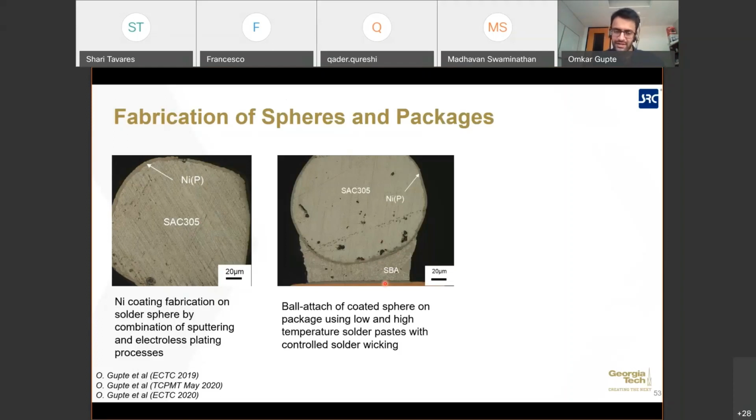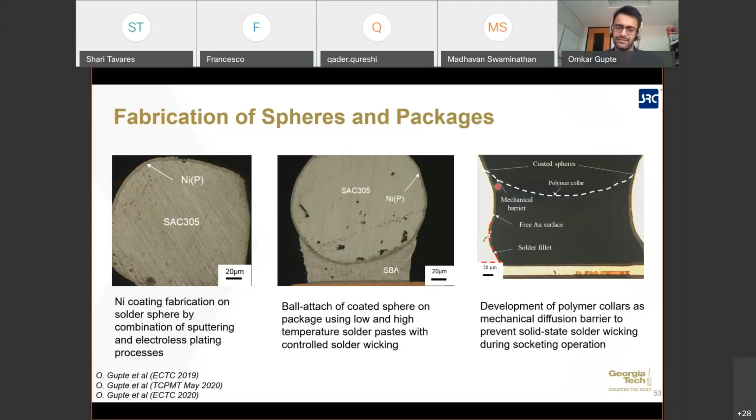At this point, there was a challenge: there is a gold outermost layer on this coating, and during the reflow, because the solder paste wets the gold surface very well, the entire coating wicked to the top surface of the sphere. So in order to prevent that, we came up with a solution of using a polymer collar as a barrier layer material, a mechanical barrier which physically prevents the solder from diffusing to the top surface of the sphere.